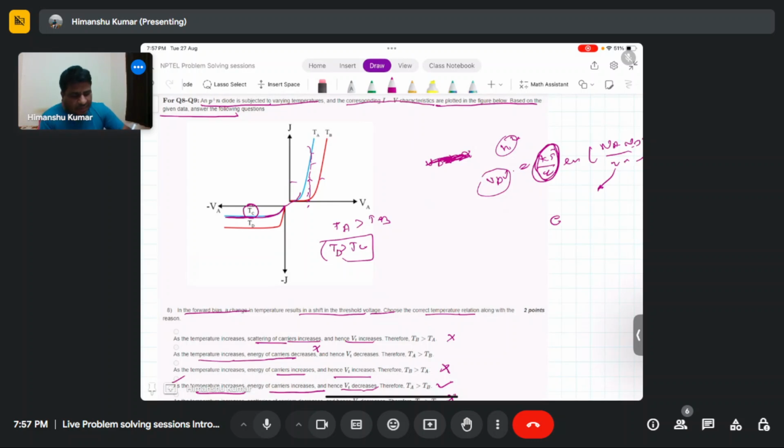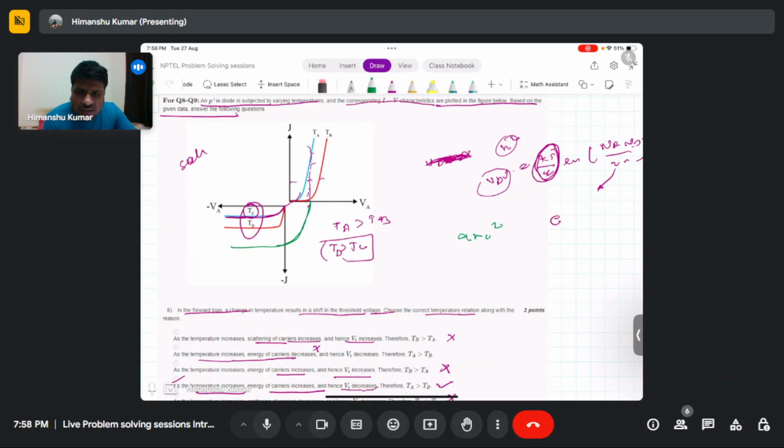This can be either due to temperature, or the other case is a solar cell. If you shine a light, that also creates a similar kind of effect. In the solar cell, the characteristics will go into the other quadrant, but the effect will be similar. There also, the generation current is directly proportional to Ni square. So you will see a similar kind of effect.